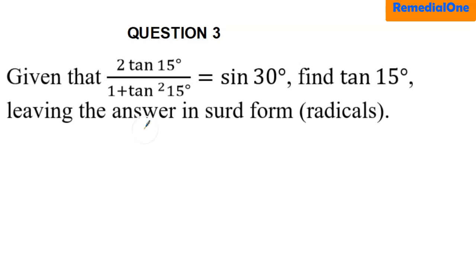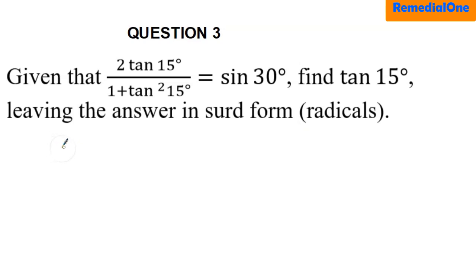In this video, I'm going to solve WASSCE 2022 school exam question number 3, elective maths. Given that 2 tan 15 degrees over 1 plus tan square 15 degrees is equal to tan 30 degrees, we have to find tan 15 degrees, leaving the answer in surd form or radical.